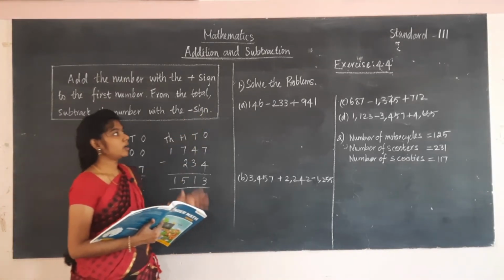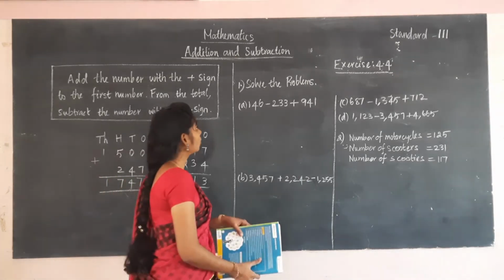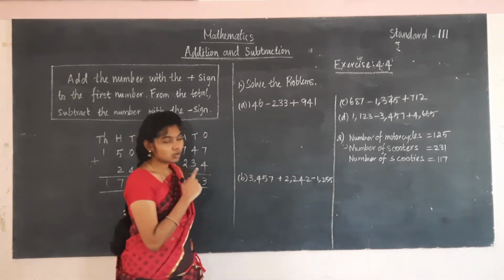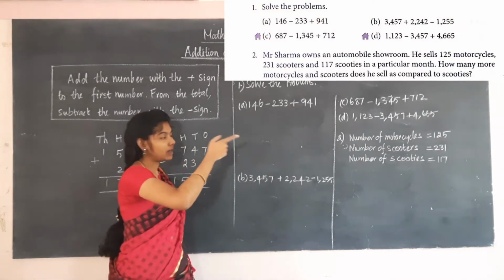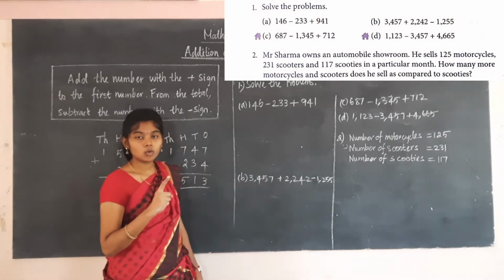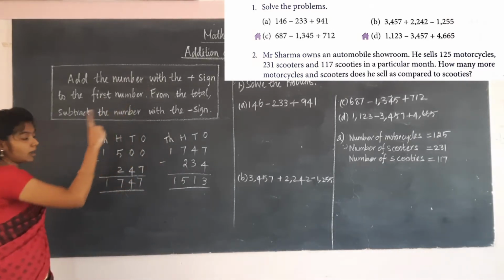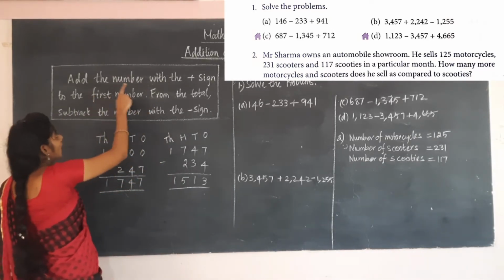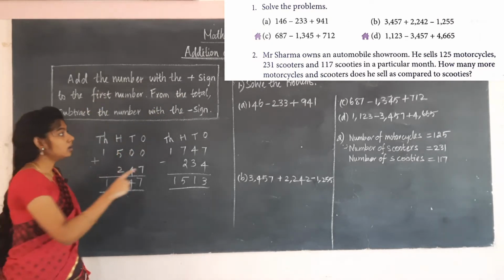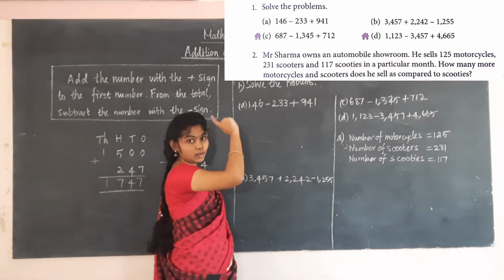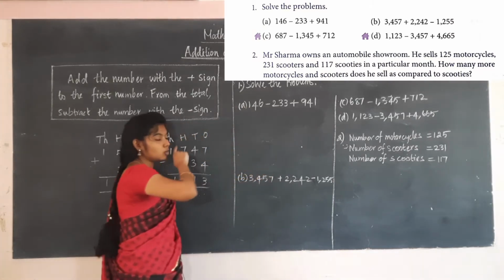And now we shall write the exercise problem, that is 4.4. Solve the problems. Here see the problem, there is an addition sign also, and a subtraction sign also, minus and plus signs are here. So first what we have to do, what is the rule? We have to add the numbers with the plus sign to the first number. So first we can do that.